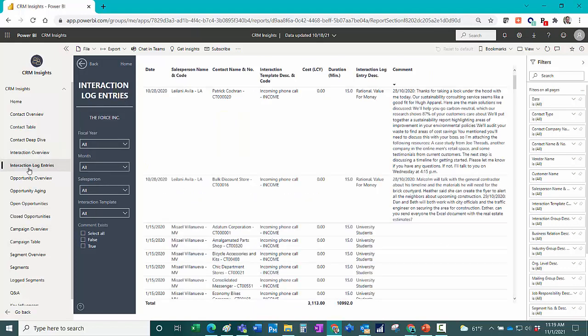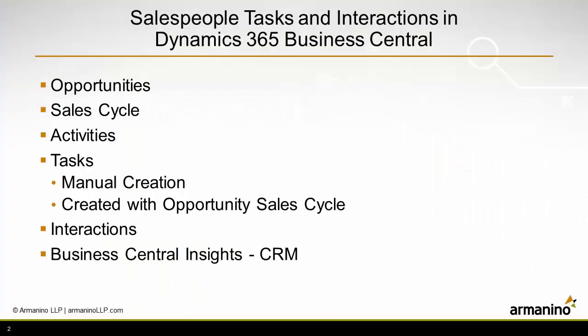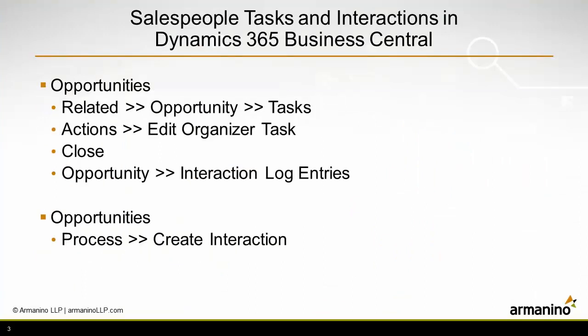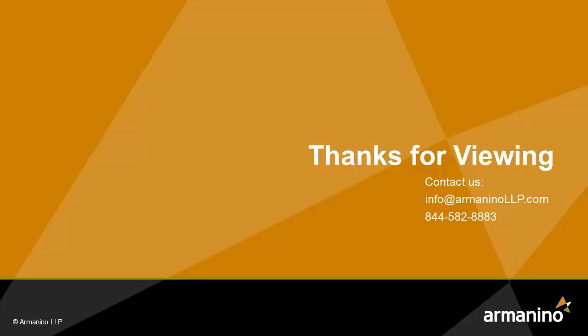And here's a dashboard with interaction log entries. You can see that I have the individual log entries, but I also have the comments. So tasks in Business Central can be assigned through the opportunity automatically, but they can also be created manually. And I can also create the interactions manually too, without having to go to a task first.